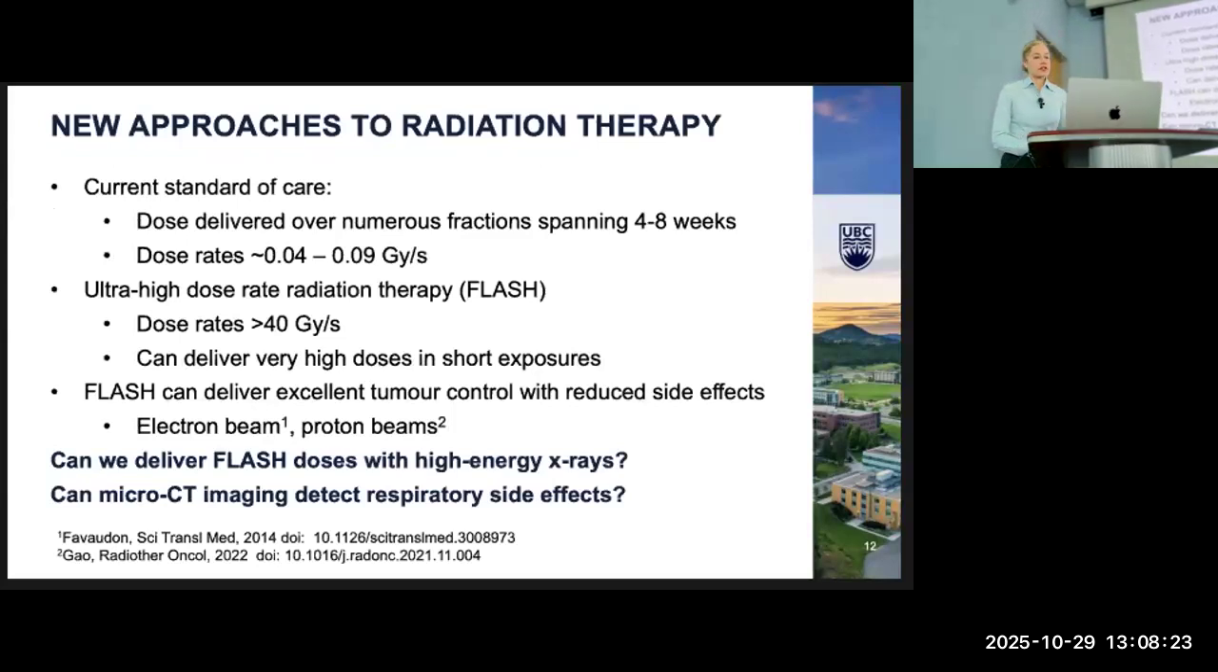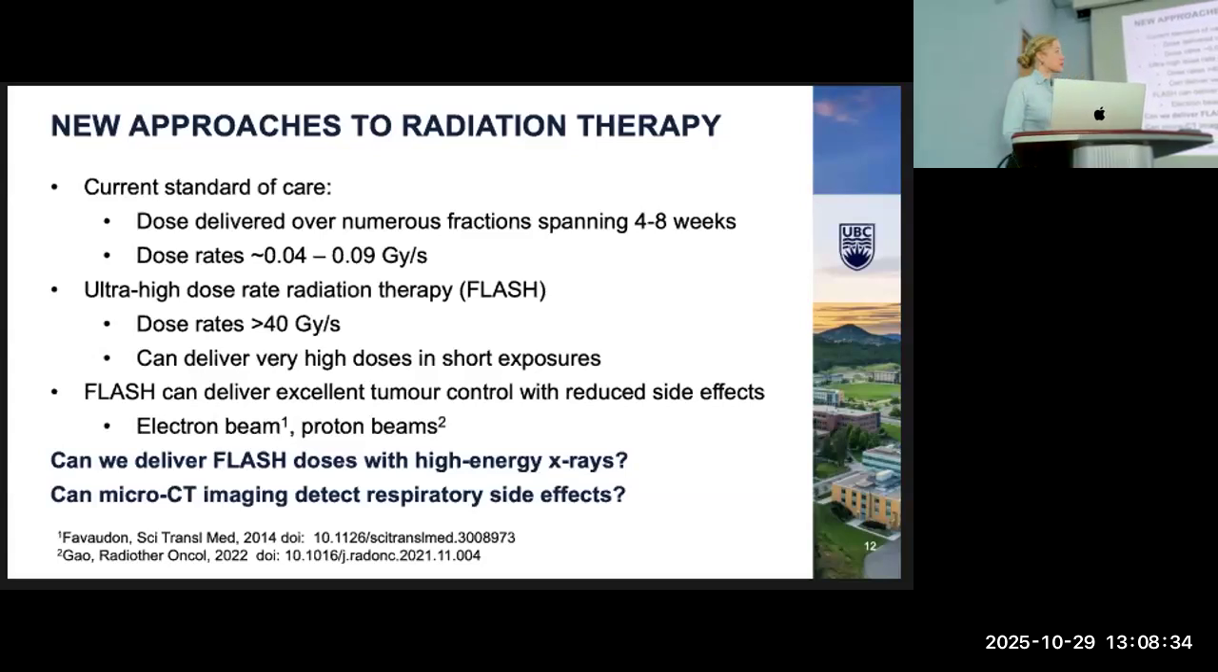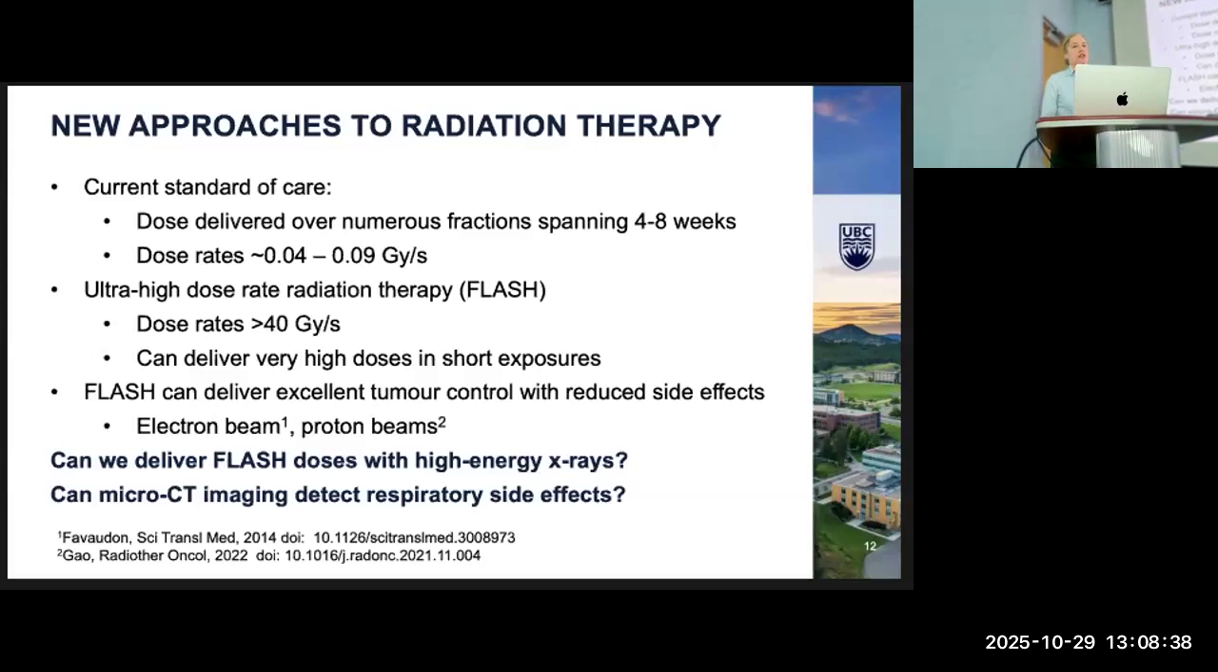The standard of care is to deliver daily radiations over 4 to 8 weeks. The patient would go in every day, 5 days a week, and they would get a dose rate of about 0.04 to 0.09 gray per second, and then over many weeks, they build up to the full prescription dose. More recently, there's been interest in ultra-high dose rate radiation therapy.